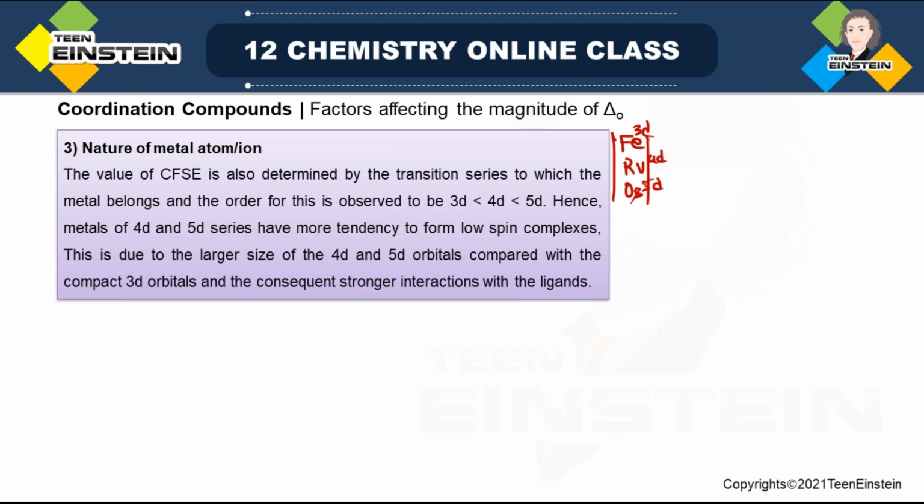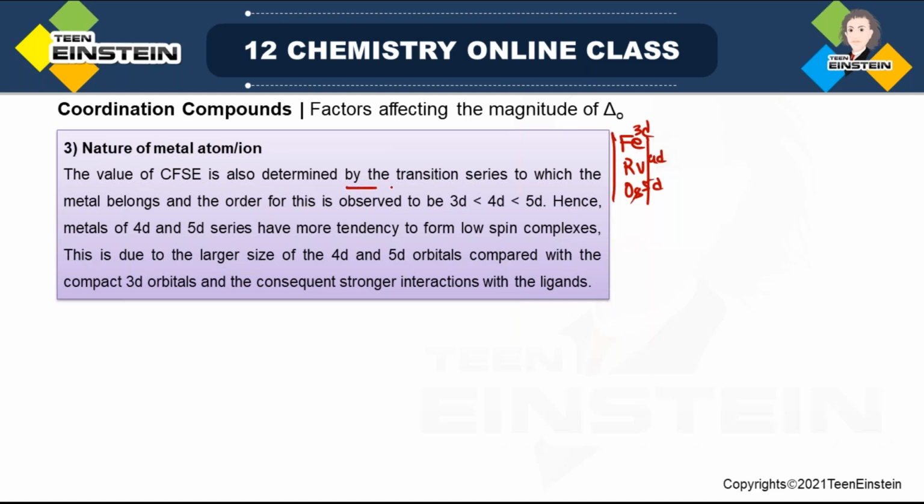So when you are keeping all the factors same, that is, you are keeping oxidation state same, ligand same, you are just changing the metal. That is, you are moving down the group. So what will happen as we are moving down the group? Delta o value will increase. Now what is the reason behind that?